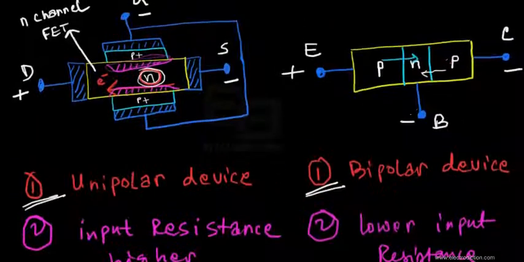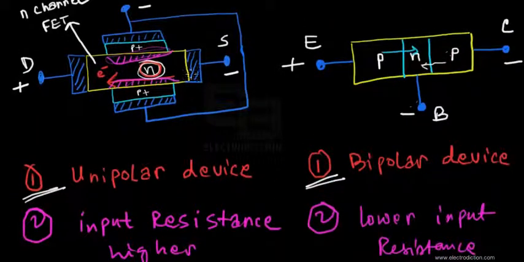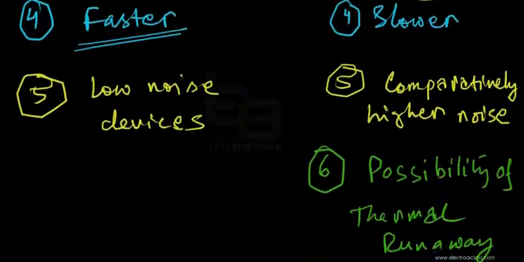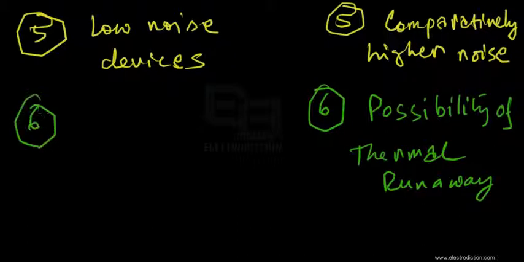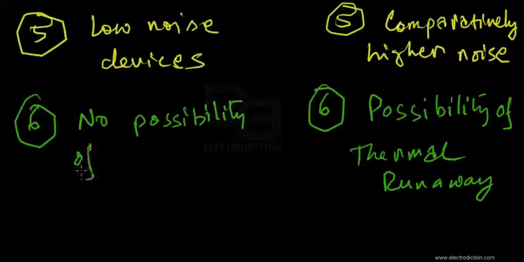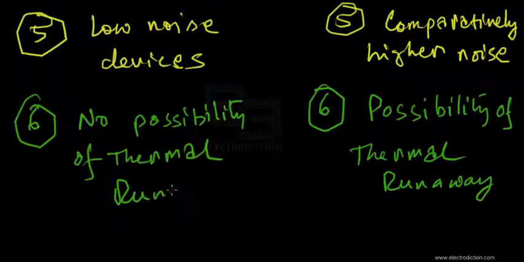But in the case of the FETs, since there is no junction that would be reverse biased, no matter how much voltage we apply across the drain and source terminals, there is no possibility of thermal runaway. So this is an end to a trouble that is possibly present in the case of the BJT. So, no possibility of thermal runaway. All right, that's quite a relief in the case of the FETs compared to the BJTs.